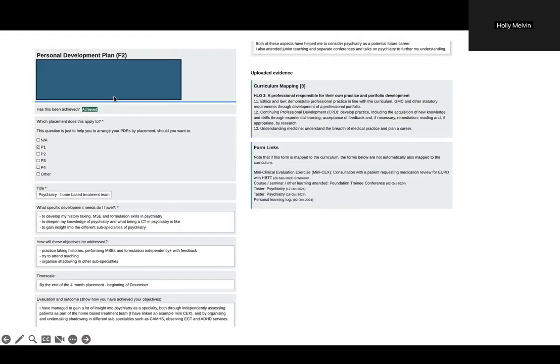So, for example, this was one of the personal development plans that I did during foundation years. You can see here I've said what placement it is, where I am, what development needs I have, how I'm going to do them, and the timescale, which is basically by the end of the rotation. Then the outcome and evaluation is where I've written how I achieved those things. I've said I've independently assessed patients, linked mini-CEX, done shadowing, and attended teaching and conferences. And then I've linked that form, you can see at the very end, to different things to show how I've achieved my PDP.